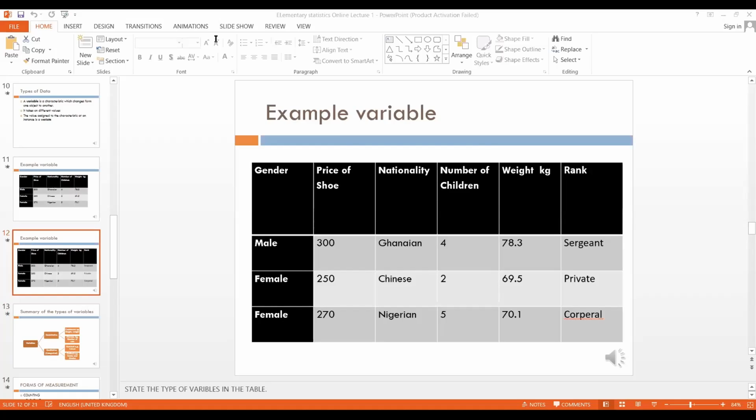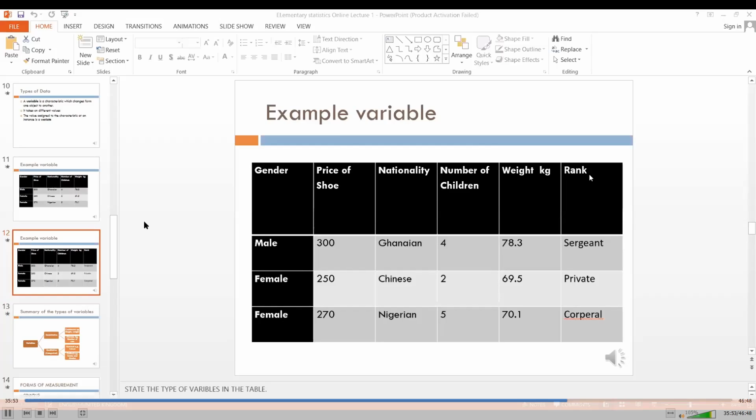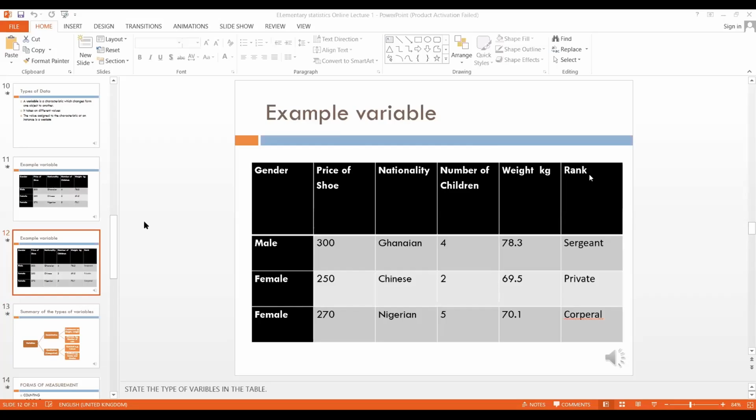What kind of variable is gender? Gender is qualitative. Yes, gender is qualitative. Good. Price of shoe, Ahmed. Price of shoe is quantitative. Good. That means it's numerical. Yes, you are correct. Becky, nationality. It's qualitative. Qualitative, you are very correct. Right, number of children. That is quantitative, sir. Quantitative, you are right.